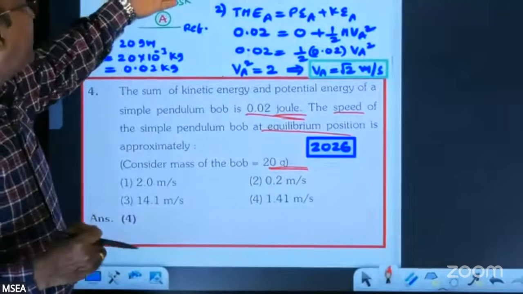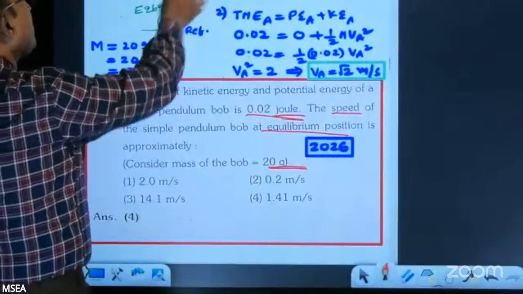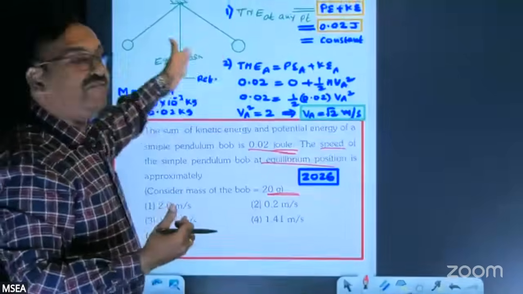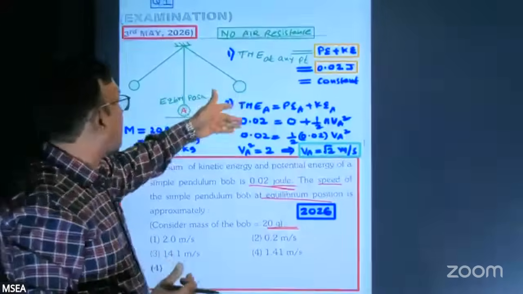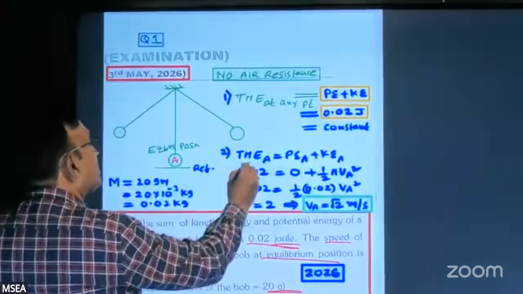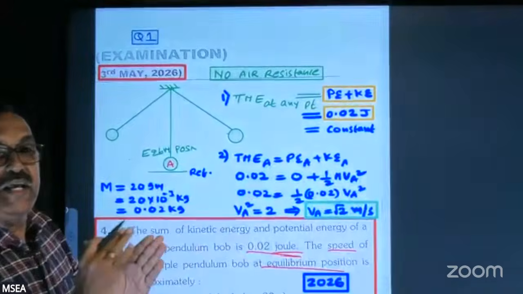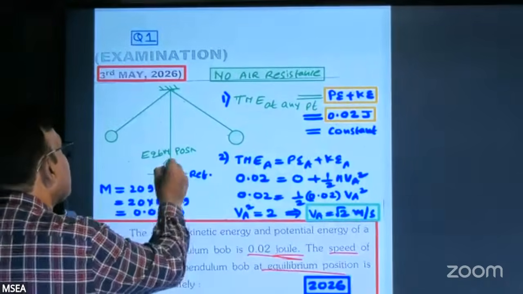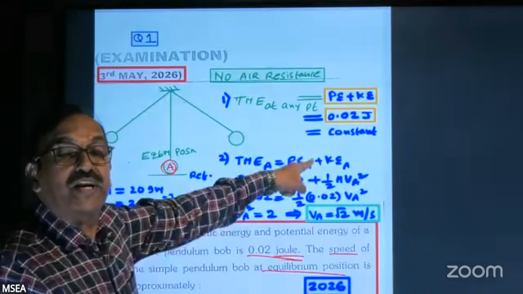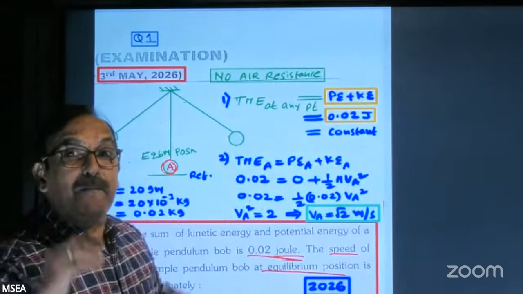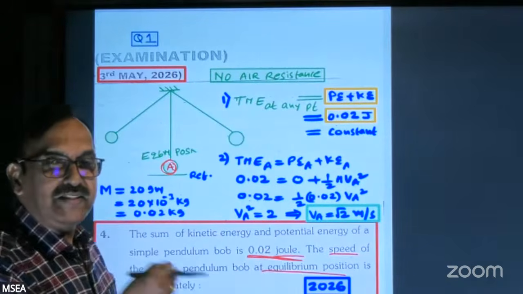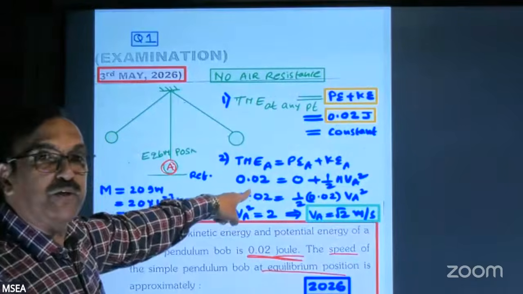The solution is written right here. Whenever a simple pendulum bob is moving, there is no friction anywhere. When friction is absent, you can go for the law of conservation of mechanical energy. You can say that the total mechanical energy of the body at any point will remain constant. We are interested in the bob at the mean position. So total mechanical energy at A is nothing but potential energy plus kinetic energy. In the question it is given that the total mechanical energy is 0.02 joules.